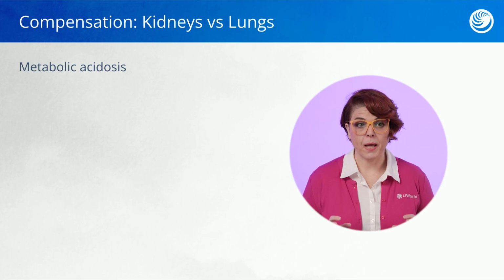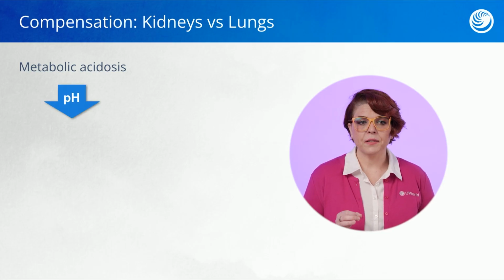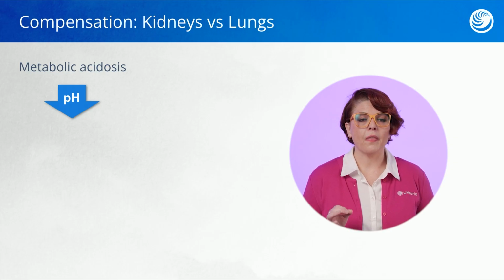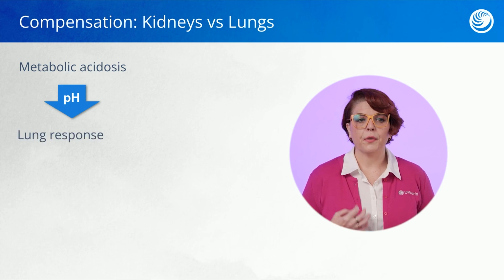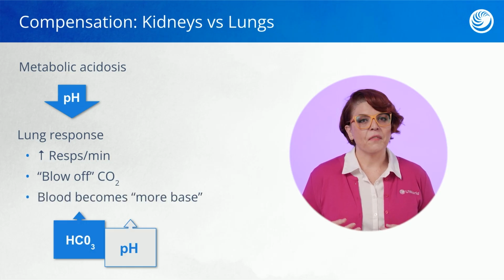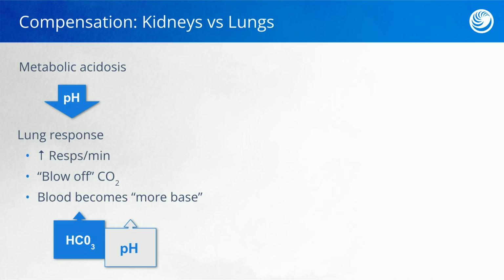Metabolic acidosis, we have a low pH, and remember, our bicarb is more on that acidic side, so it's going to be low. What do the lungs do? They're going to respond by breathing quicker. As our respirations go up per minute, we are actually blowing off CO2, which is an acid. This is how our blood becomes more base. Now, eventually, we'll start to compensate, and that bicarb will come up, and hopefully our pH will follow.